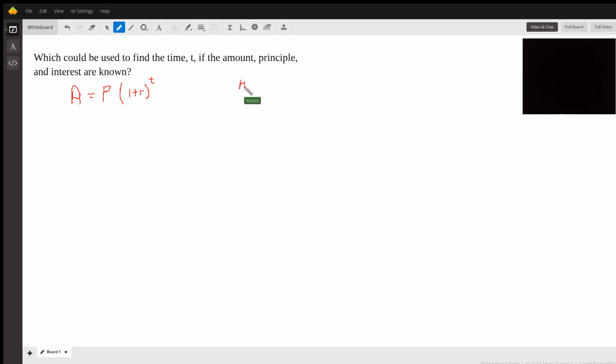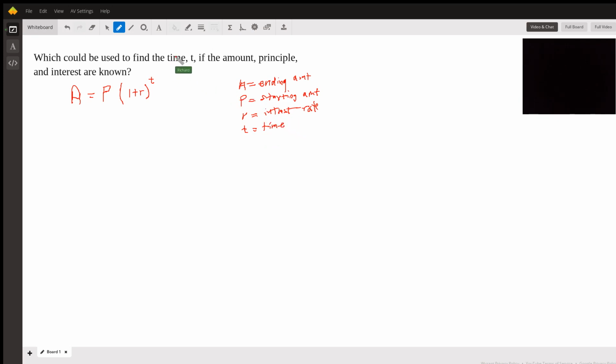And so let me put this. A is the ending amount. P is the principal or starting amount. And R is the interest rate. And T is time. Okay.